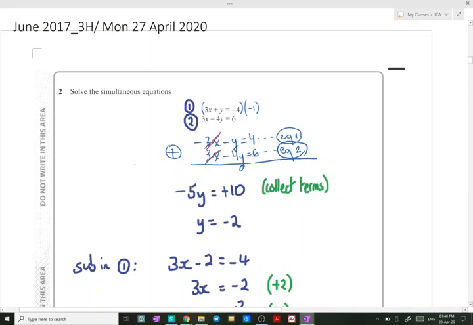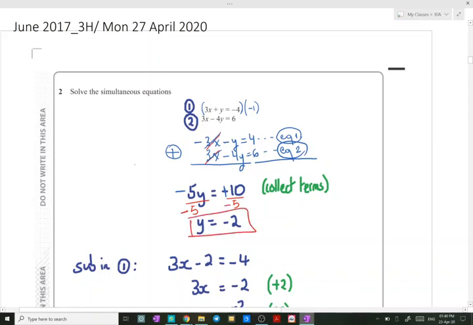Now you have -1 - 4, which is -5y, equal to 4 + 6, which is 10. Now you divide by -5 on both sides. You are going to get y equals -2.